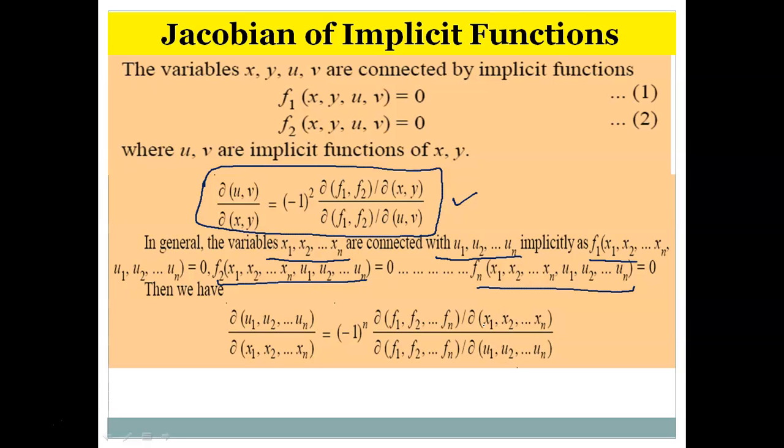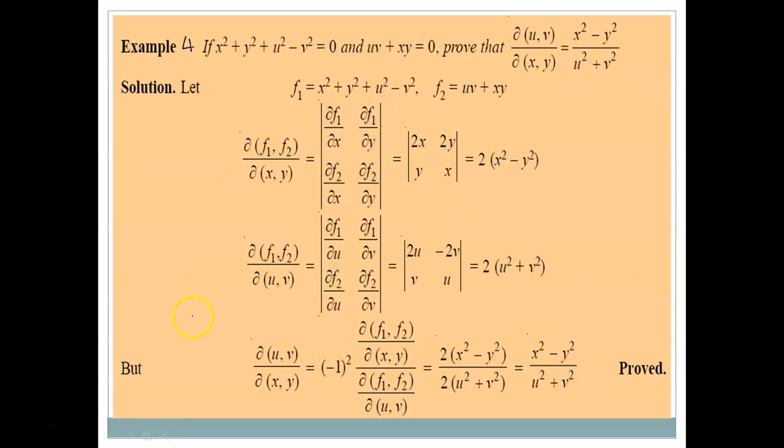So let us see one example regarding this type of situation. Example 4. Here we have an implicit function or relationship, and this second one. In fact this is a case of two functions, so I can consider this as f1, x squared plus y squared, u squared minus v squared, and the second one we call f2.